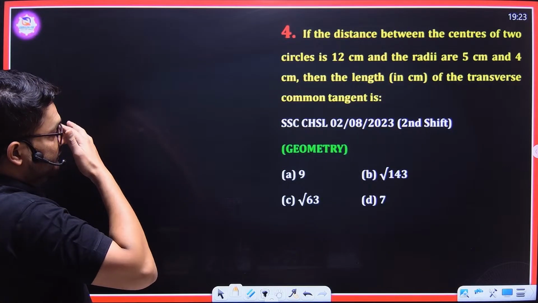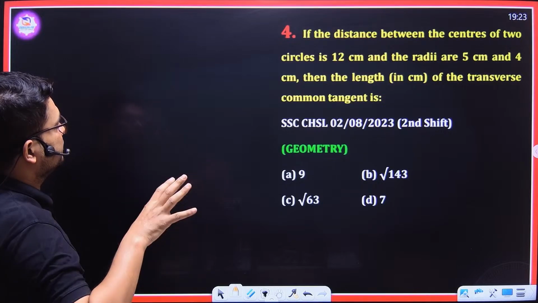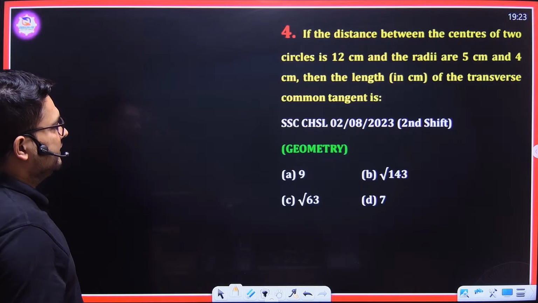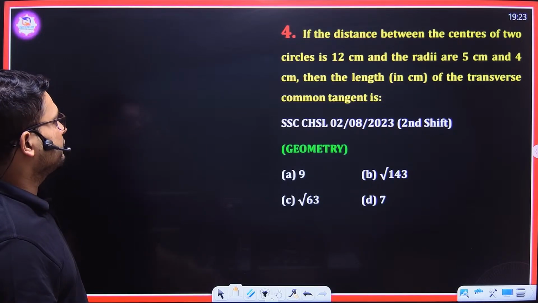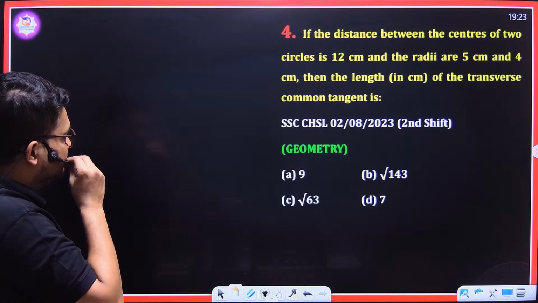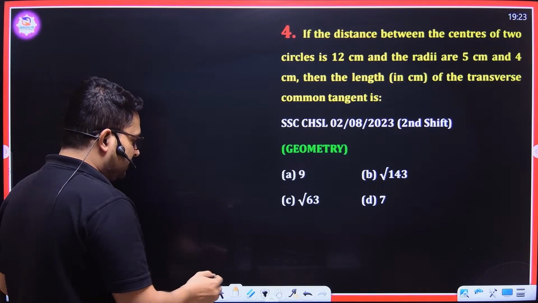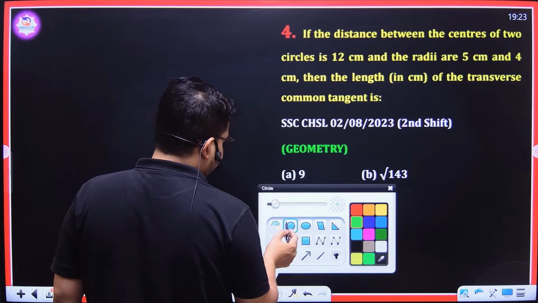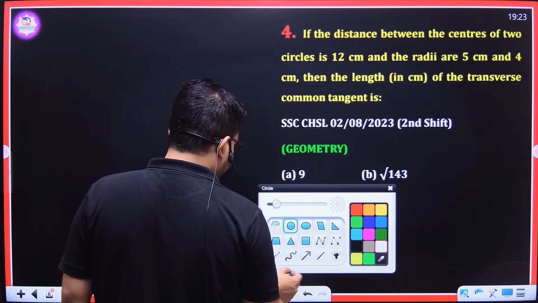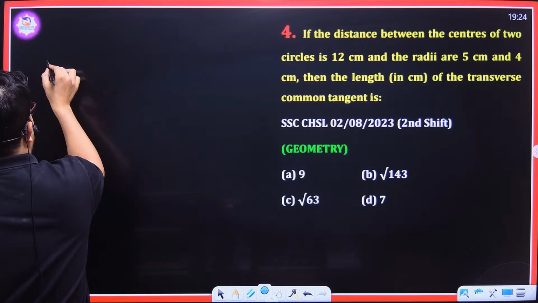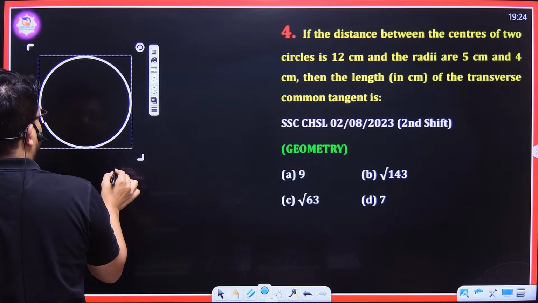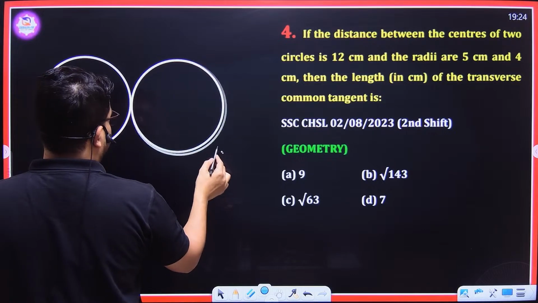If the distance between the centers of two circles is 12 centimeter, and the radii are 5 centimeter and 4 centimeter, then what is the length of the transverse common tangent? I will tell you a direct method to solve this question. First of all, you have to understand what this question says. We have two circles.